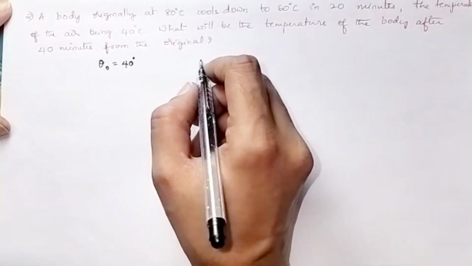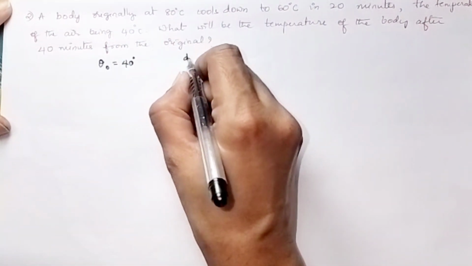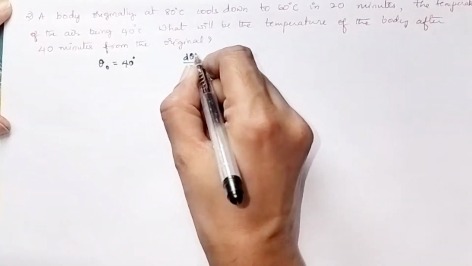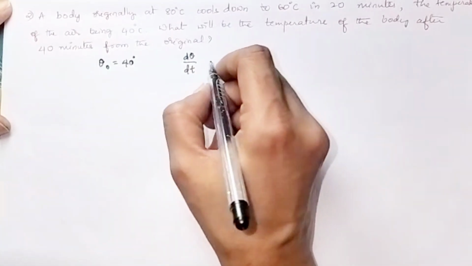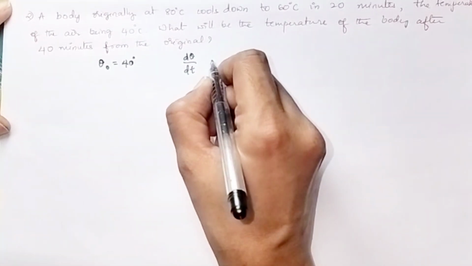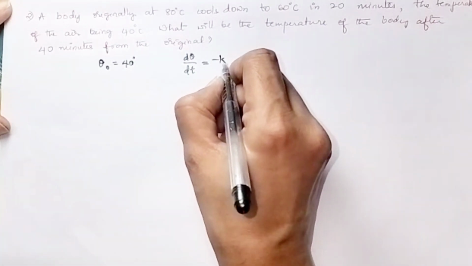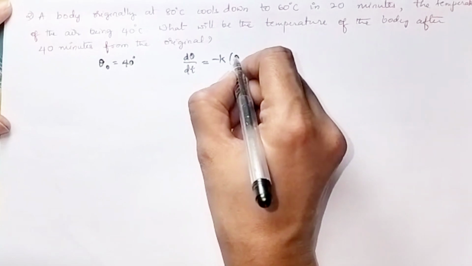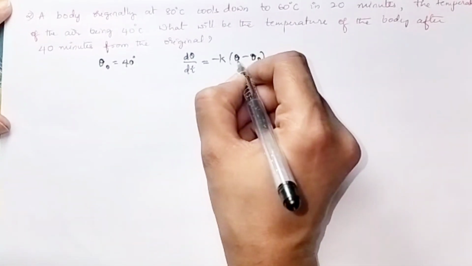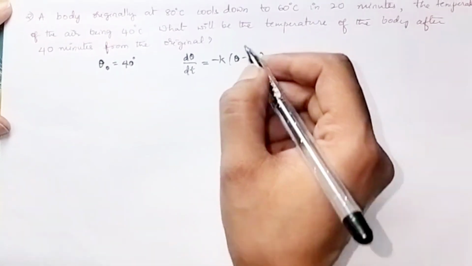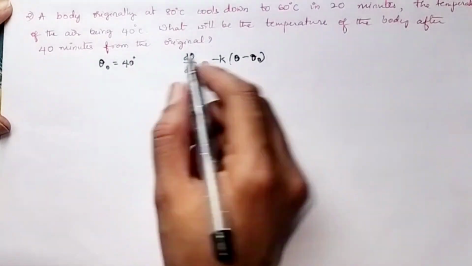Now, by Newton's law of cooling, we have d theta by dt. The rate of change of the temperature of the body is directly proportional to the difference between the temperature of the body and its surroundings, which is minus k into theta minus theta naught, where theta is the temperature of the body. So let us substitute theta naught equal to 40 here.